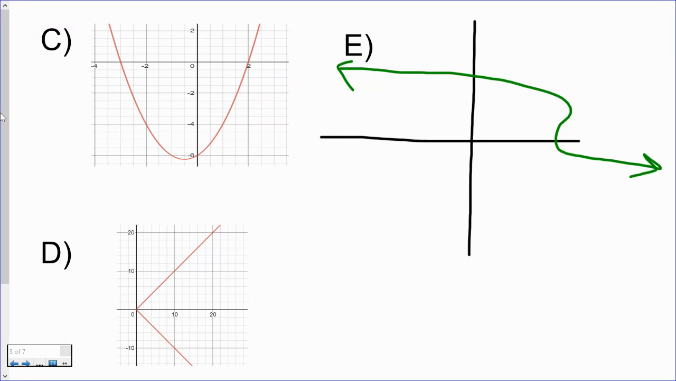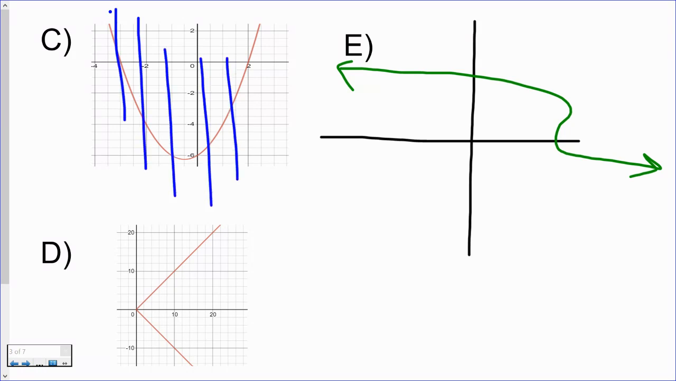Now, the catch is you have to make sure you look all over the place. So when I do this, I'm going to look here. That hits once. That hits once. So I need to go across the entire thing. That never hits more than once, which means this is a function. Say yes.